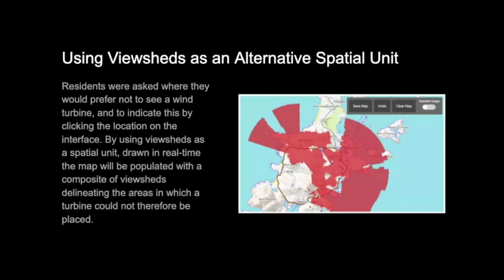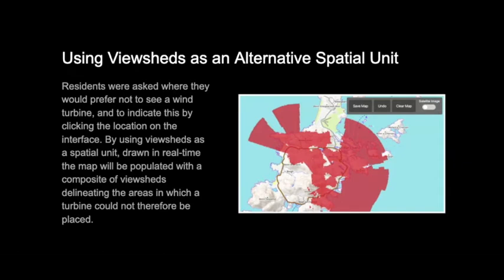So the first interface uses viewsheds as a spatial unit. These are calculated and drawn in real time when the participant clicks on the map. The screenshot of the interface here in fact shows 3 viewsheds, as participants were able to add as many as they wish to the same map, creating a composite of viewsheds, which then delineate the areas a turbine could not be placed.